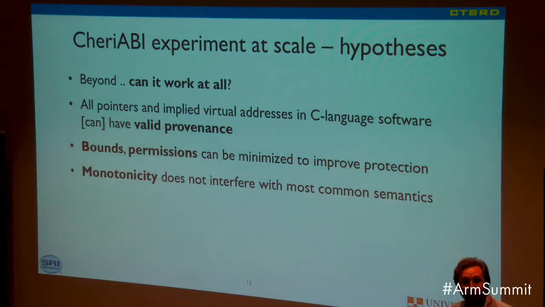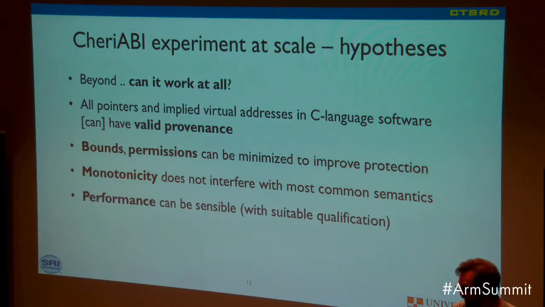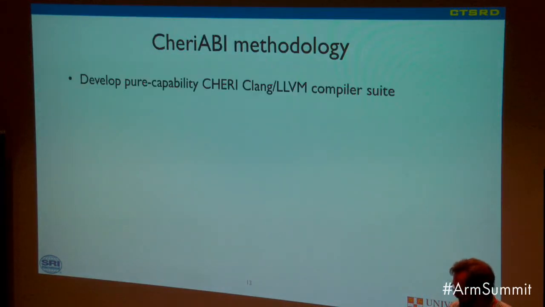Monotonicity seems like a sensible idea. It prevents privilege escalation, but does it interfere with the actual operation of software in practice? And then on performance, can we get sensible performance overheads? We're looking for a couple of percent, maybe in a worst case scenario, 5 or 10%. We're not looking for 100% overhead. If we want that, we can run existing software bounds-checking based techniques. So in terms of methodology, first develop the compiler suite.